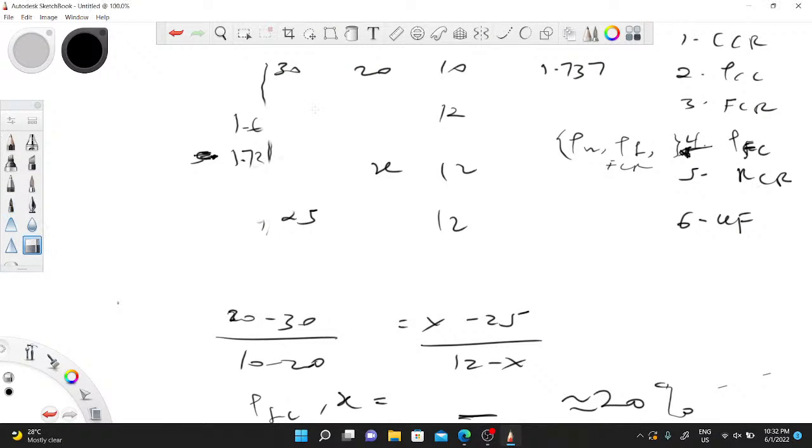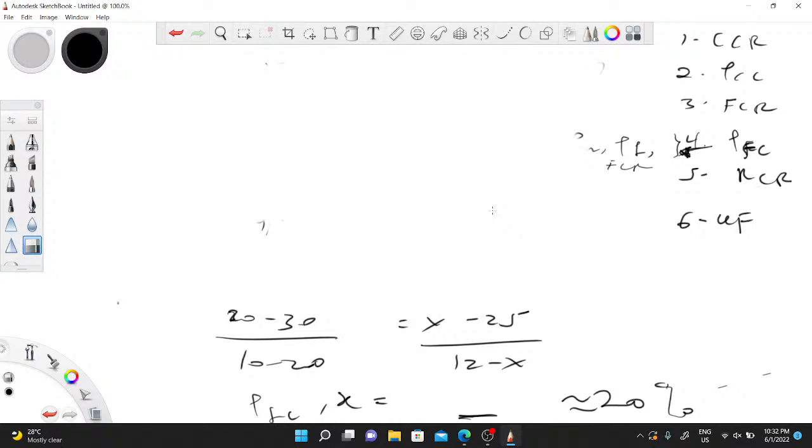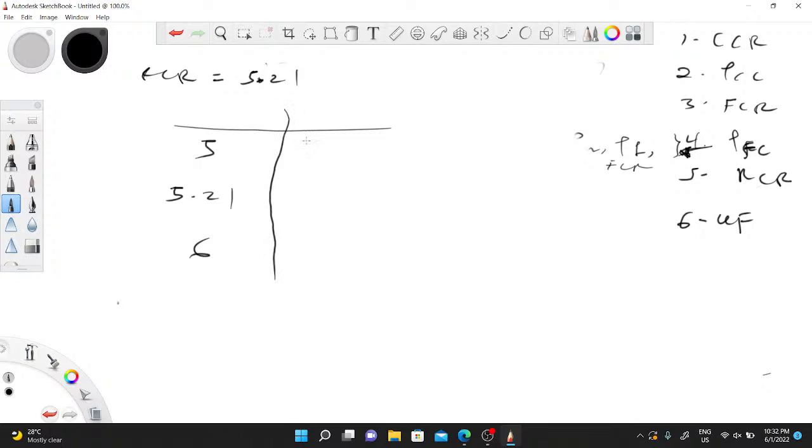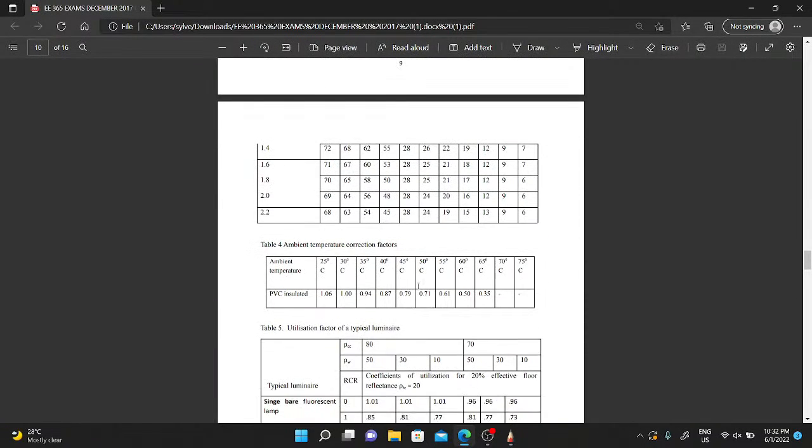Sure. So let me clean this. Now the next thing we find after rho FC is RCR. If you find your RCR using the formula, you get your RCR to be equal to 5.21. So now you find your UF from the table. 5.21 is between 5 and 6. Please check from the table: you will get 0.49 here, 0.43 here. Let's check. So use the second table here.